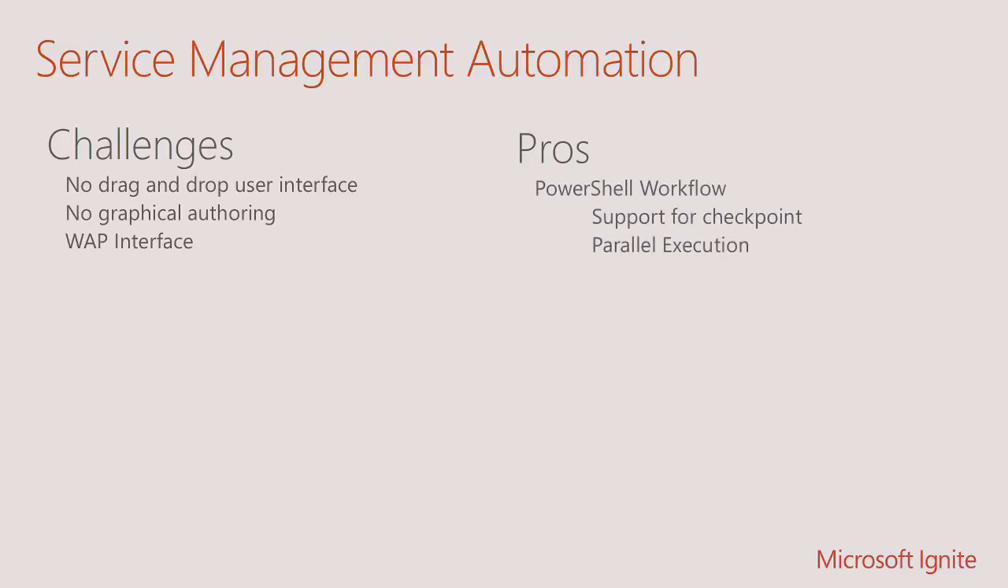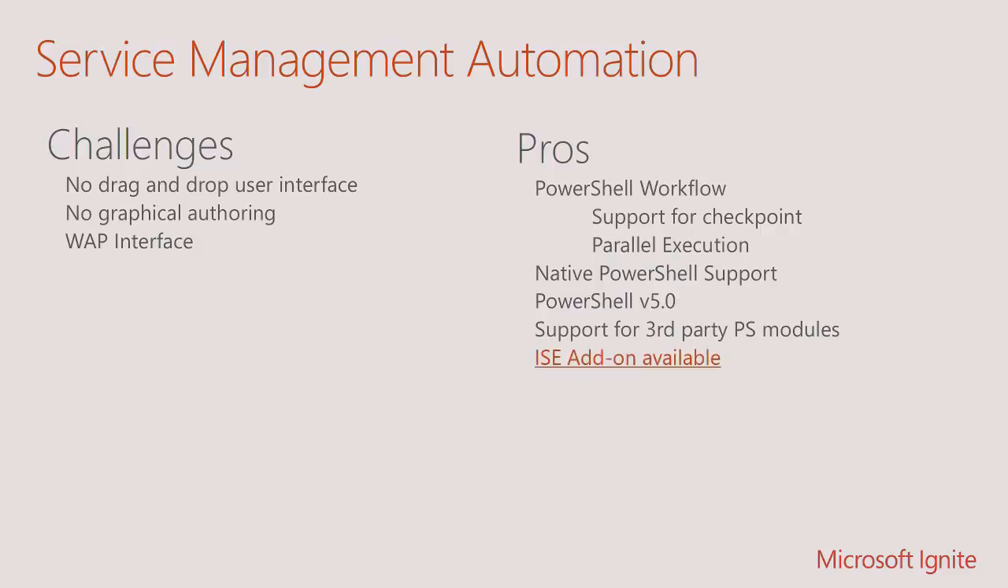Pros: it allowed you to use PowerShell workflow, which gave you native checkpointing and parallel execution. Now in 2016, we have native PowerShell support and PowerShell v5 support. It's also got support for third-party PowerShell modules. So we can import PowerShell modules both in SMA and in Azure Automation. I think in Azure Automation, it's up to 100 megs off the top of my head. There's also an ISE add-on that's added to SMA. So anyone who's used it in the past, you can actually add an ISE add-on onto there.